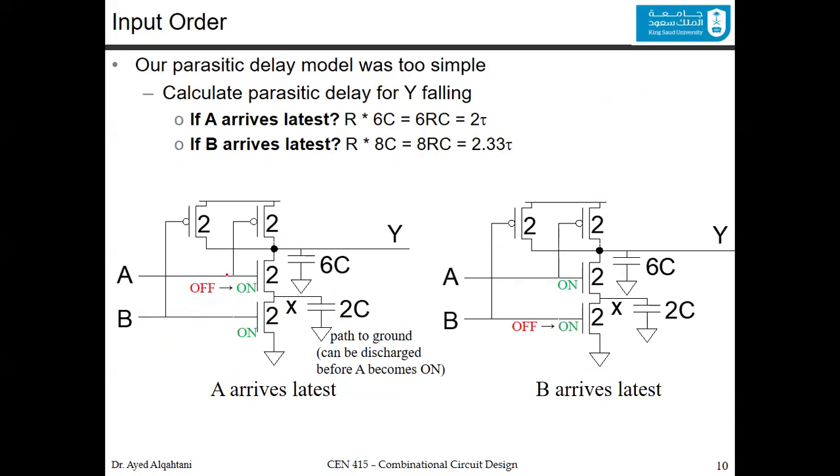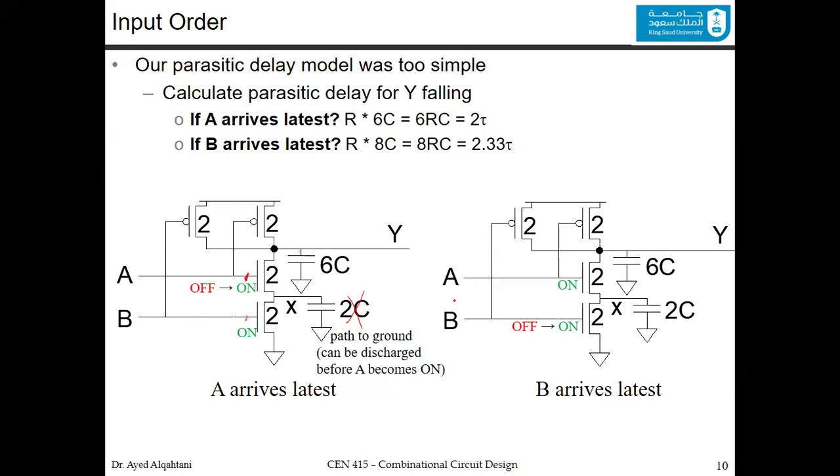So at this state, this one was on before this input. And now since this is on, this capacitance will be discharged. So you don't have to worry about it, and you just focus on the 6C. The 2C discharges once this one is on.